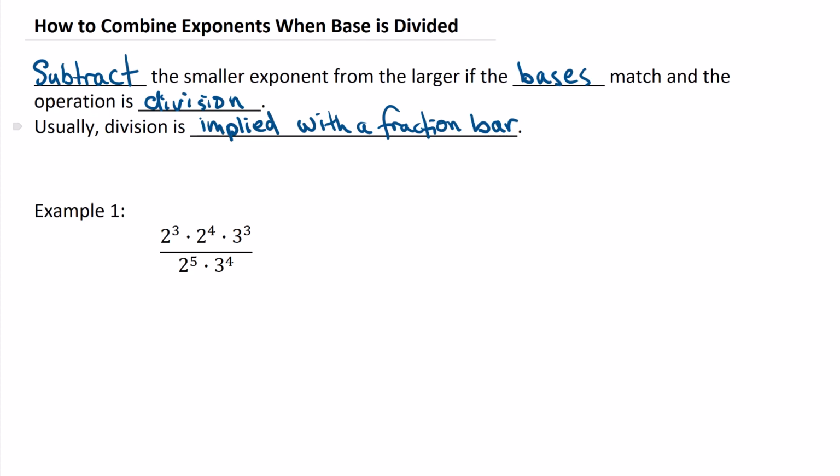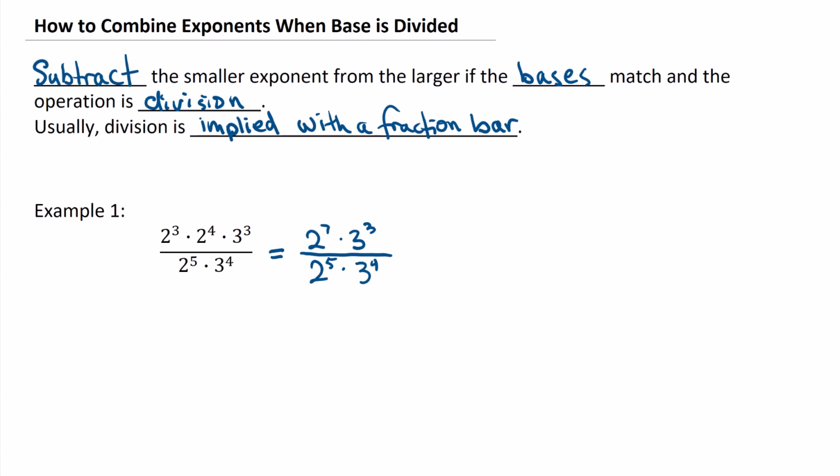In example 1, we have 2 to the third times 2 to the fourth times 3 to the third all over 2 to the fifth times 3 to the fourth. First, before we do any subtraction of exponents, let's just go ahead and simplify our numerator. When bases are multiplied, we know that we can rewrite that as 2 to the seventh times 3 to the third all over 2 to the fifth times 3 to the fourth.